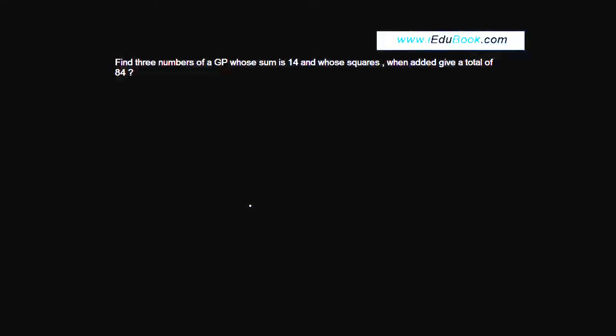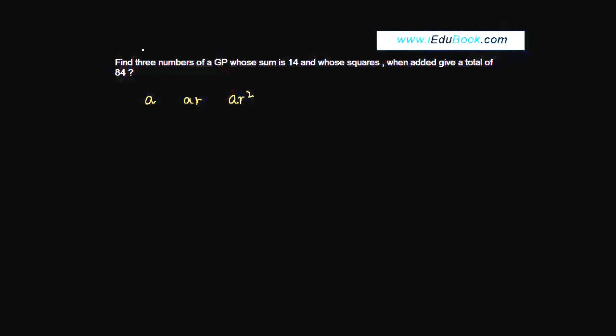Find three numbers of a GP whose sum is 14 and whose squares, when added, give a total of 84. So in a geometric progression, let's take these three terms as a, ar and ar square, right?